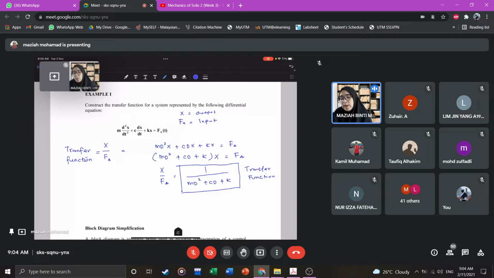Right, so 1 over MD square plus CD plus K is the transfer function, where we know M is the mass, C is the damping coefficient, K is the spring stiffness coefficient. So we will have the value there, right? So it will depend on the system itself, how much weight of the mass, how much damping in the system, and how stiff is the spring in the system. So different design of the system will provide you different output. Okay, so this is the example of transfer function.